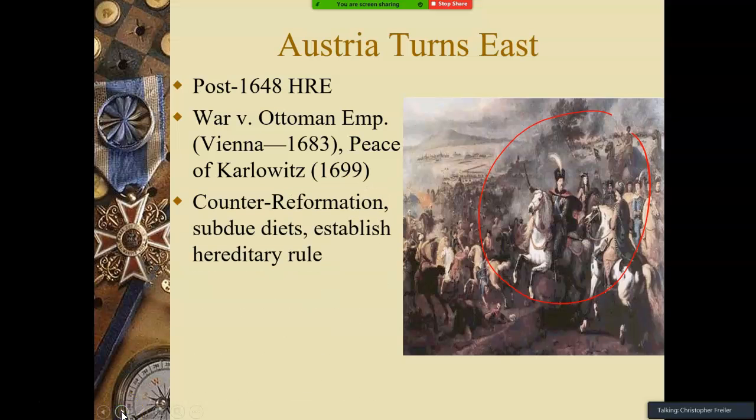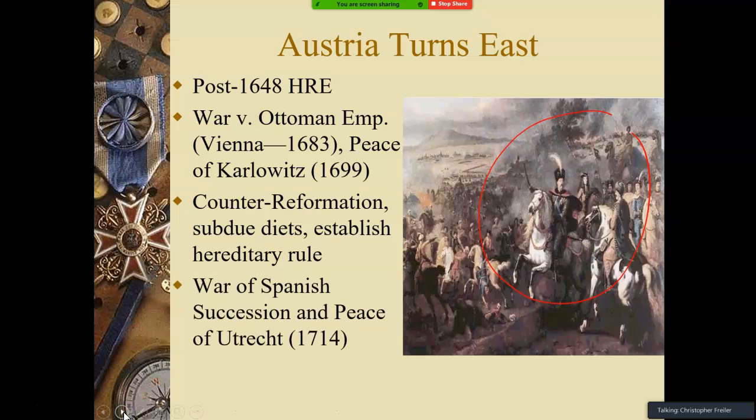Also, Austria brought the Counter-Reformation to establish the uniformity of Catholicism. They subdued any local assemblies there, known as diets, and they established the hereditary rule of the monarch, of the Habsburg monarchy in those places.